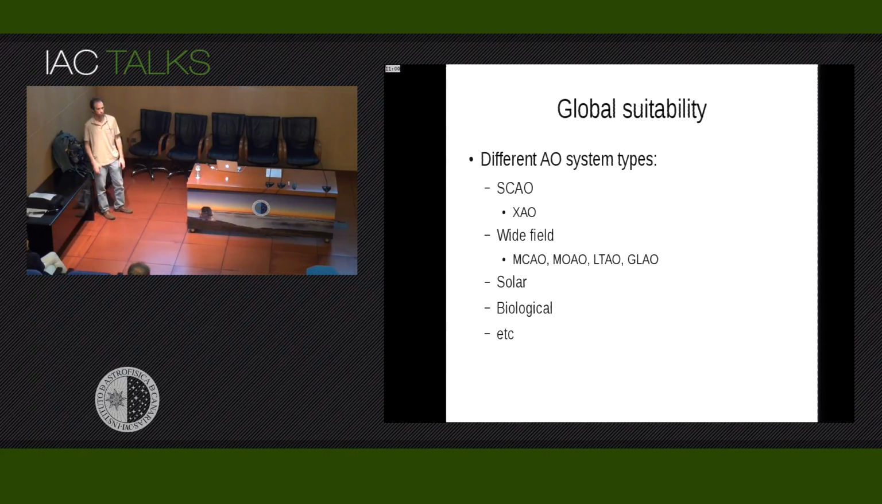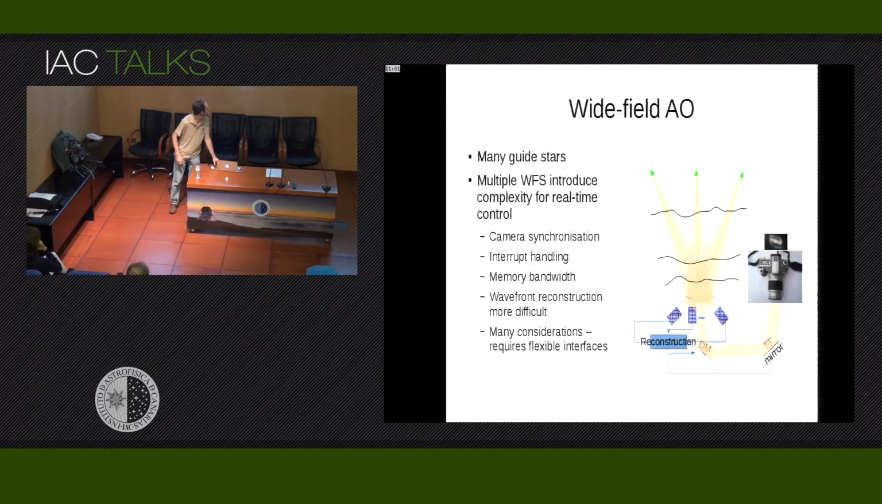It's a system that's suitable not just for one type of AO system, but for all different AO system types. SCAO, we tested on sky, of course, with Canary. XAO, we have an XAO system in the lab in Durham. Wide field AO systems, the only one of these that we haven't tested with Canary on sky is MCAO, because we don't have mirrors conjugated at height. Can be used for solar AO, biological AO as well, vision science, and that sort of thing.